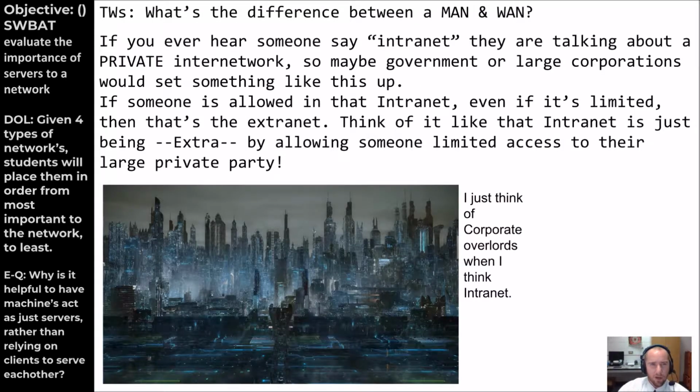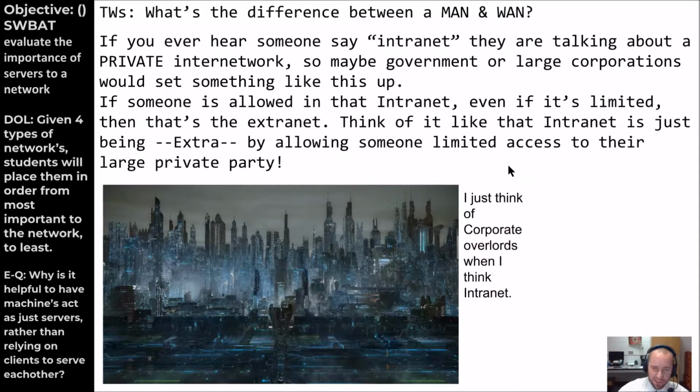They are talking about a private internetwork, so maybe a government or a large corporation would have this intranet. And if someone is allowed in that intranet, even if it's in a limited way, then that's the extranet. So if you have somebody outside of this intranet accessing or being given access, now it turns into an extranet. Think of it like the intranet is just being extra by allowing an extra person on their network.